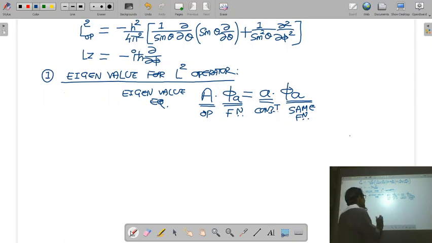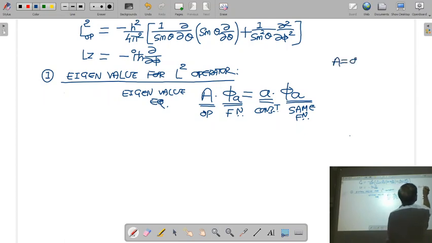When operator A operates on the function phi a, after the operation, as a result, we get the same function phi reproduced multiplied by some constant value a. Such types of equations are called eigenvalue equations in quantum mechanics. Here, you know very well, A is the operator, and phi a is called the eigenfunction.